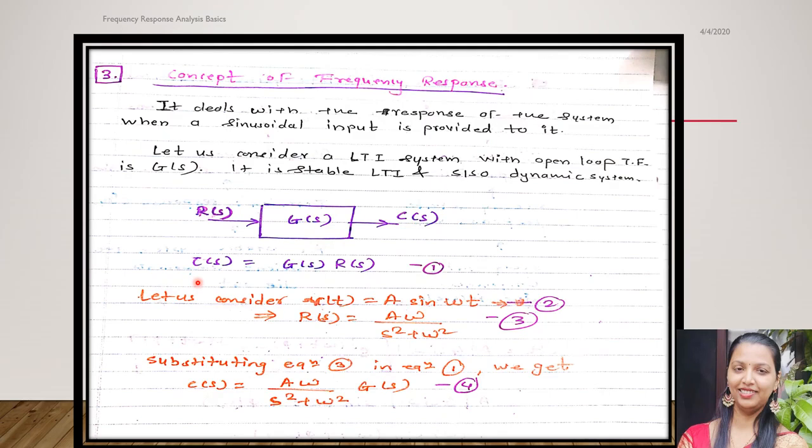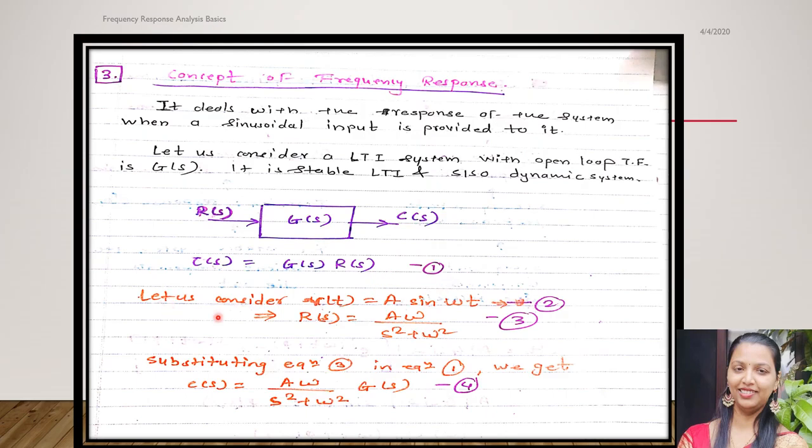The steady state response of a stable linear time invariant system to a sinusoidal input does not depend on the initial condition, and so we can write the output C(s) as C(s) = G(s) R(s). Mark this as equation number 1.